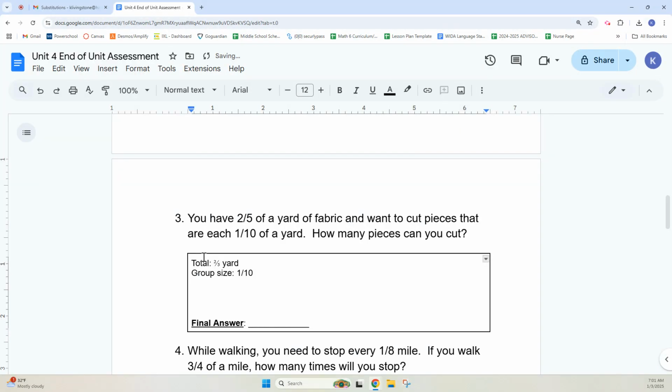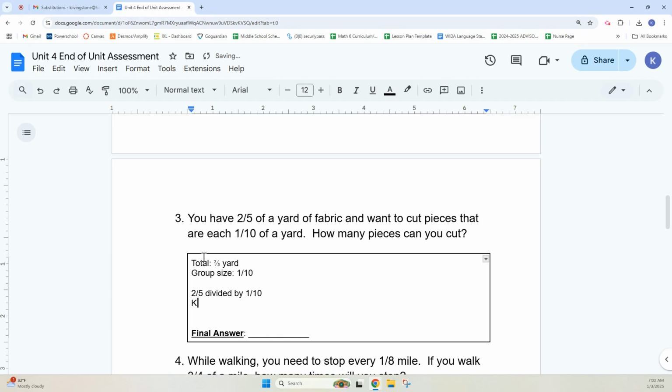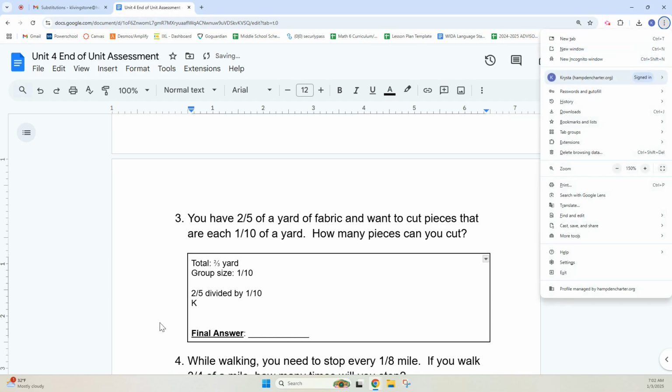So our division sentence is going to be the total, 2/5 divided by 1/10. All right, now let's start our keep, change, flip.